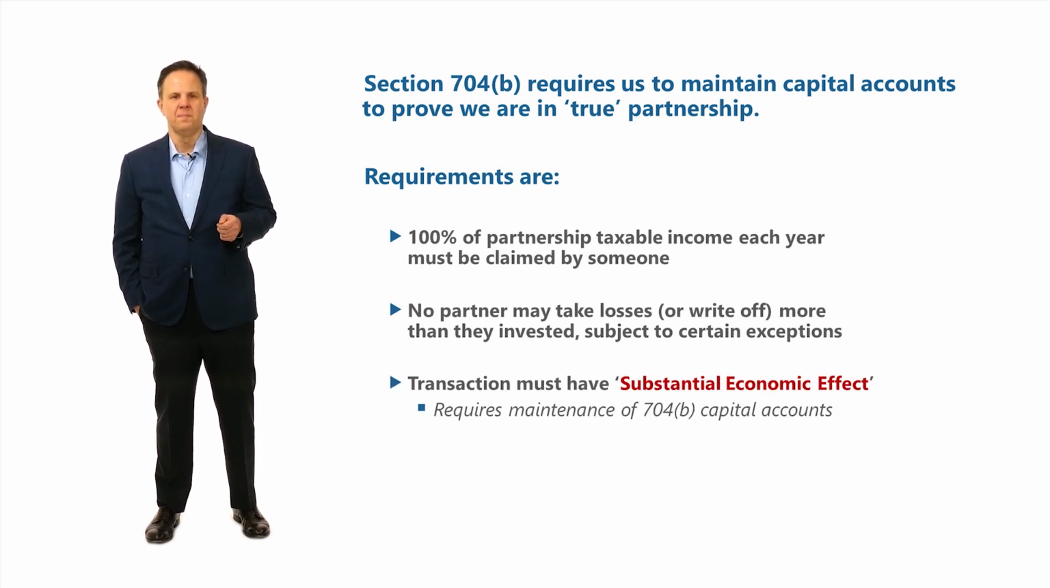Basically, we need to maintain something called Section 704(b) capital accounts, which govern what each partner is entitled to in a liquidation of the partnership. That is, the allocation of profit and loss can be different than how cash is distributed, but the allocation of profit and loss governs the capital accounts, which govern what the partners are entitled to in a liquidation.